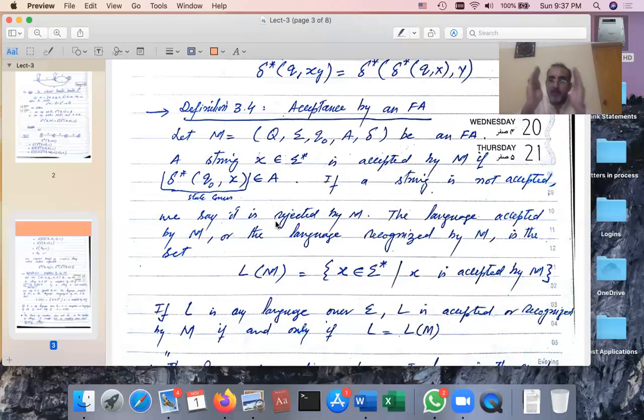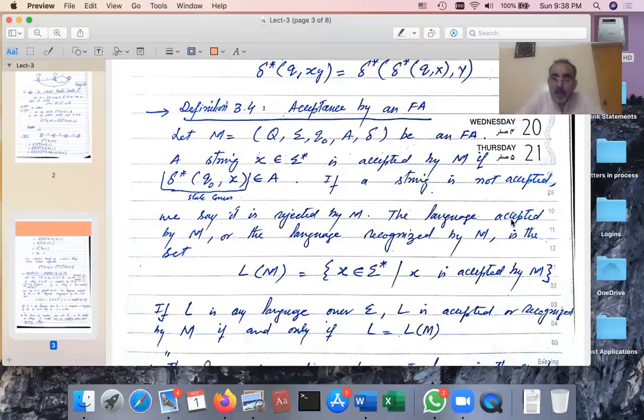So if we have an FA and a string, and you process the string over the FA, and you reach the final state, then you can say the string is accepted. And if your string is not reaching the final state, rather it is remaining in between in the FA, then it means that the FA is rejecting your string.